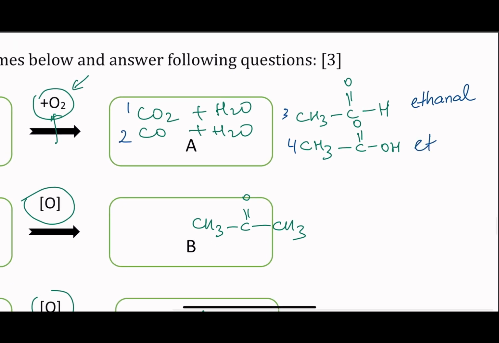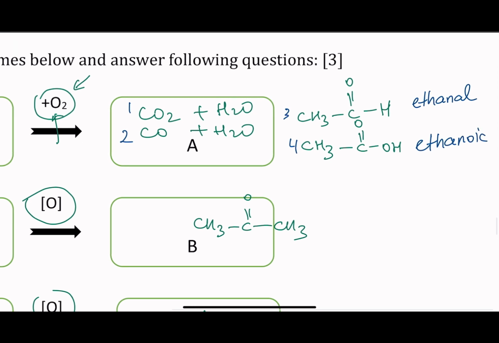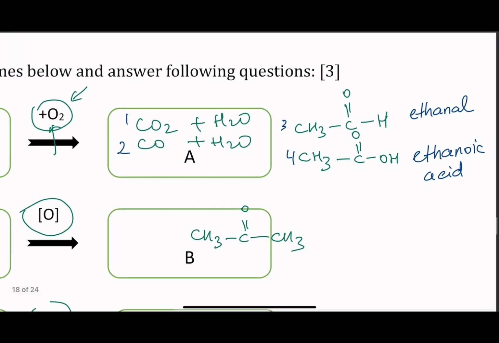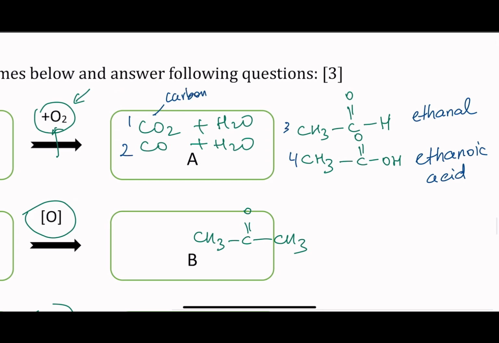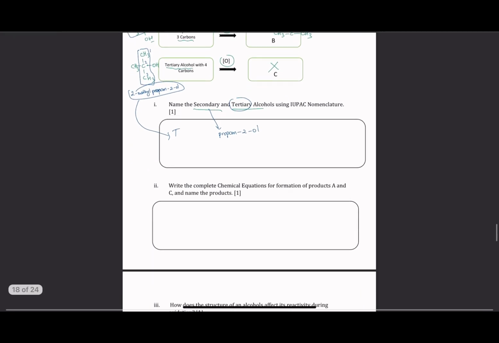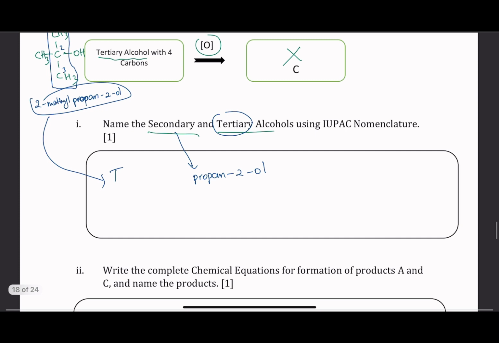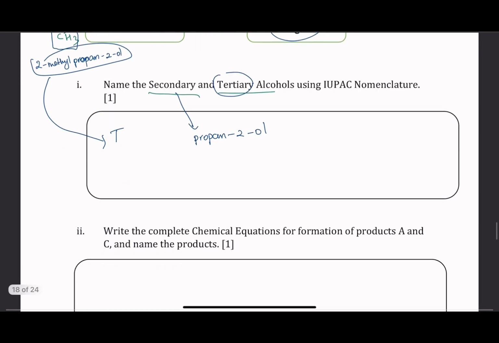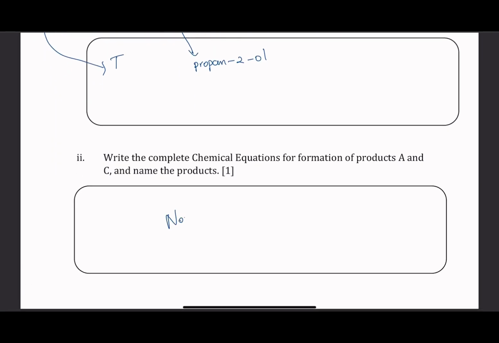So you could see this one's name is ethanal because it is an aldehyde. This is ethanoic acid, and this one is carbon dioxide and water. The other one is carbon monoxide and water. So either of the names would work for A. And for C, you see that it says write the complete chemical equations. You see there was no reaction, so we would write down that there would be no reaction. That's why there is no name for the products.